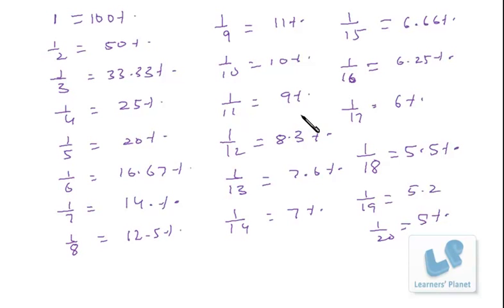Similarly, 1 by 11 is 9%. So 2 by 11 will be around 18%. Apart from that, 1 by 17 is 6%. So 2 by 17 will be 12%. 3 by 17 will be around 18%, right? So you should be having an around idea, right? For that, you should be knowing at least from 1 by 1 to 1 by 20, right? After that, the multiples can be calculated in moments. Okay.